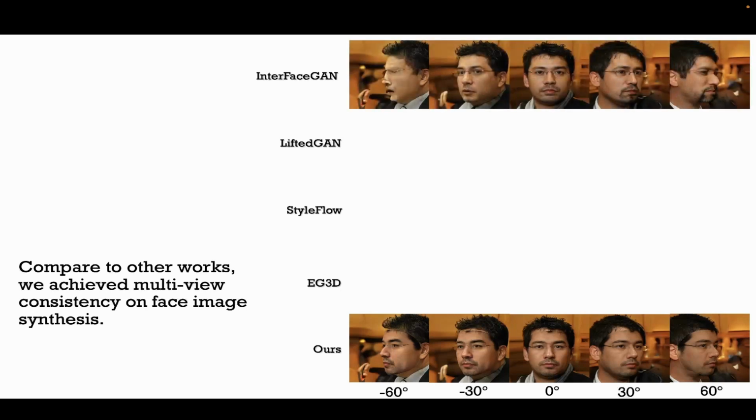InterfaceGAN uses the support vector machine, SVM, to train a binary classifier and takes the normal vector of the decision boundary in the latent space as a meaningful direction. Considering the entire process was conducted in 2D space, InterfaceGAN suffers from the loss of image content as the yaw angle increases, making its results less consistent.